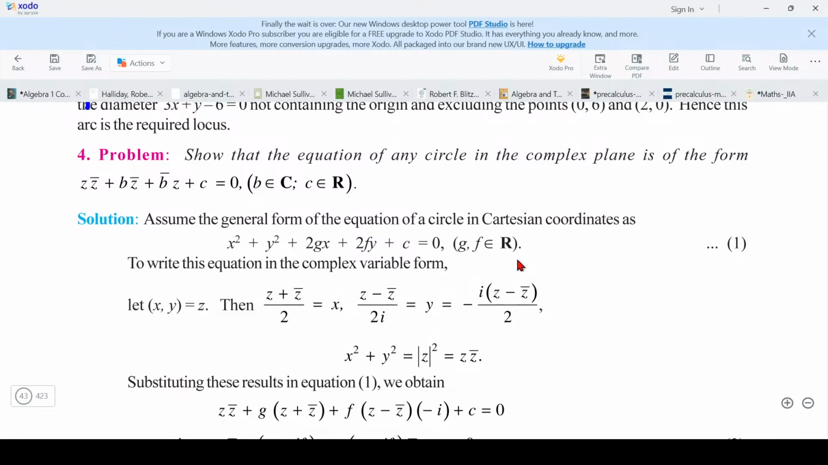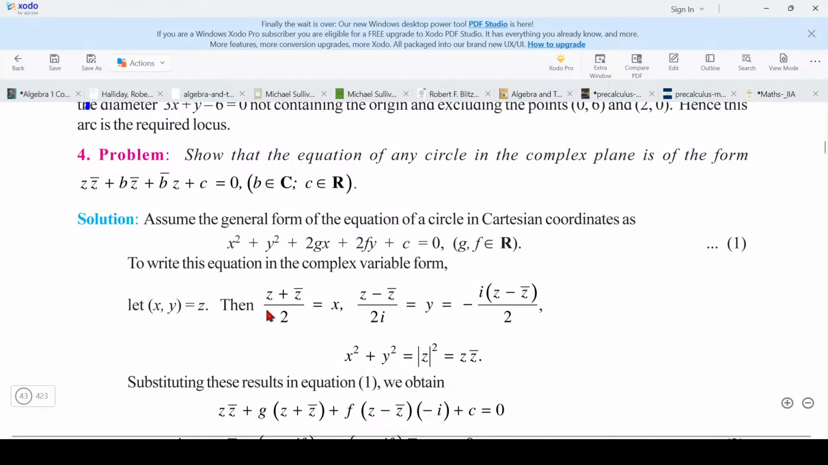Okay, next one. Show that the equation of a circle in the complex plane should be of this form. Now we know the general equation of the circle is like this, right? x square plus y square plus 2gx plus 2fy plus c. And let's assume that there is a complex number x plus iy.